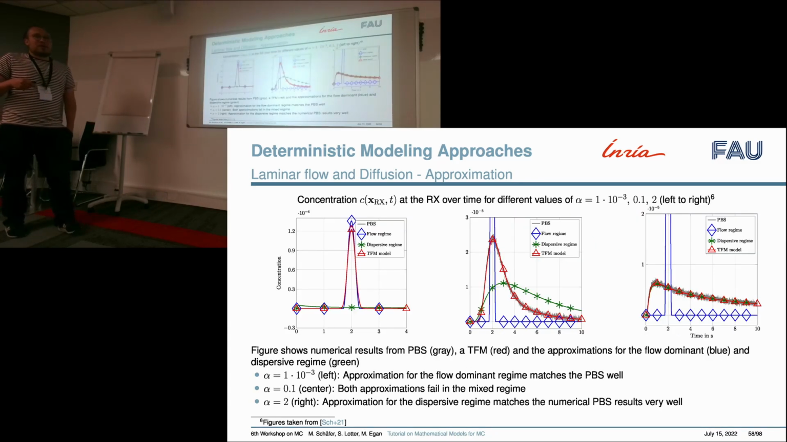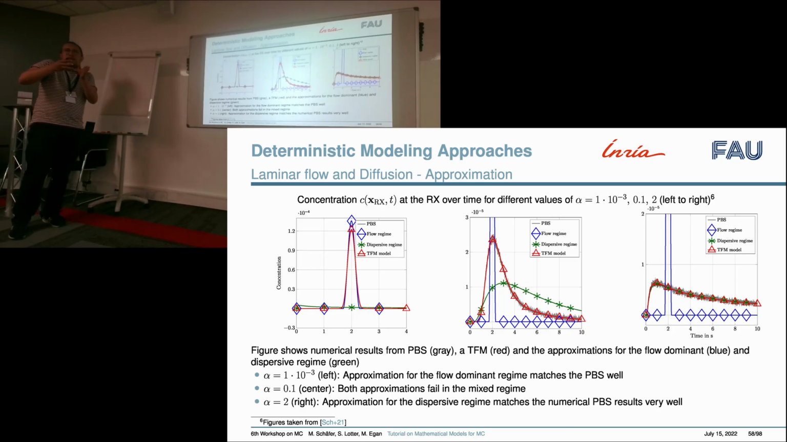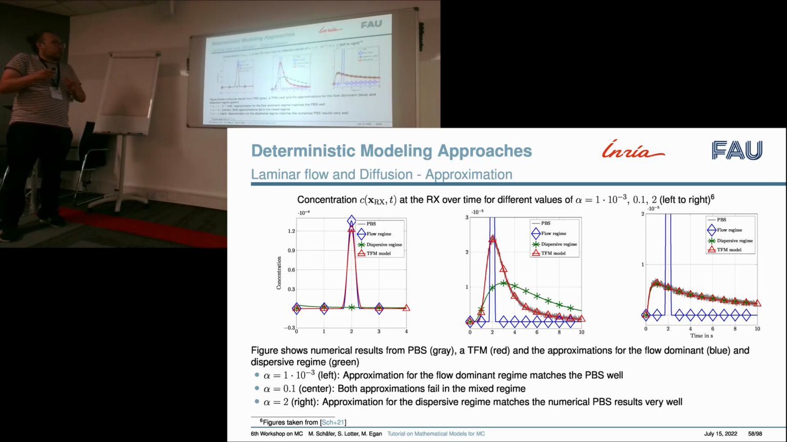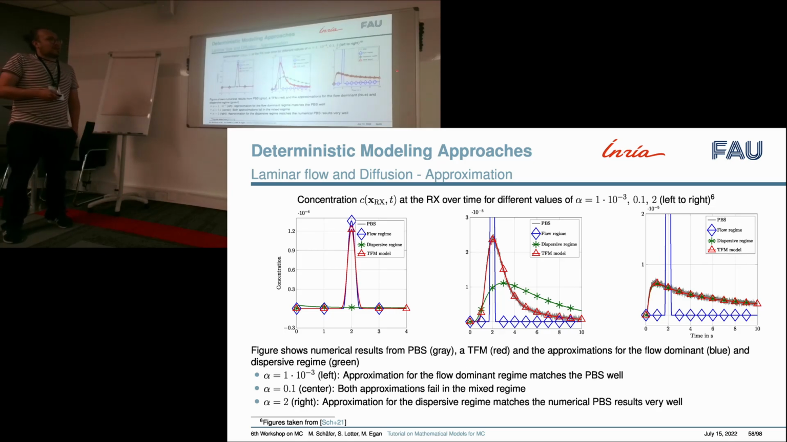So just to show how these approximations work, we can see similar scenarios here. Here we are in the flow-dominant regime. At the receiver, we have a clear peak, coming from the fact that the shape is not changing over time. And we can see this green one, which would be the approximation for the dispersive regime. It's not working in the flow-dominant regime, that's clear. And in the dispersive regime, we can see the flow-dominant approximation is not working, but the approximation for the dispersive regime is working very well.